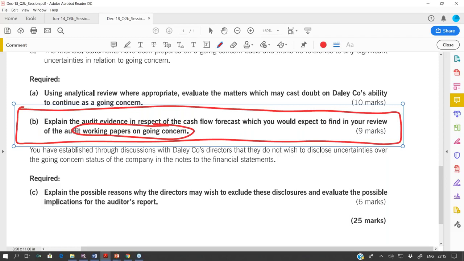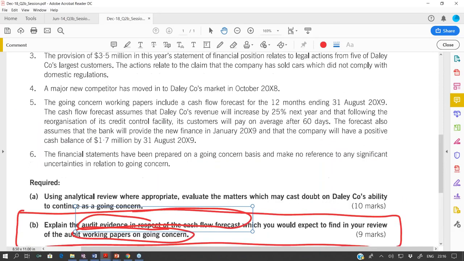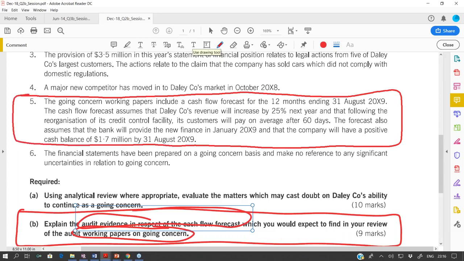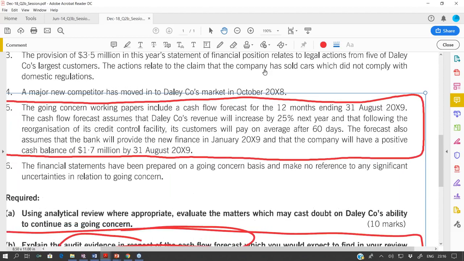And in the going concern section of the working paper file, there will be some evidence you must have gathered about a cash flow forecast. So evidence about the cash flow forecast. So let's see what evidence we can have. Let's go up and see this. Can you see a note coming here about the cash flow forecast, which is note number 5? Let's read this and let's understand the evidence.